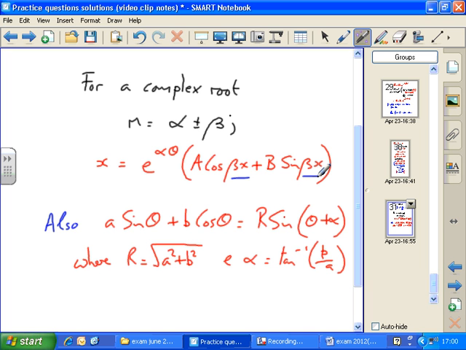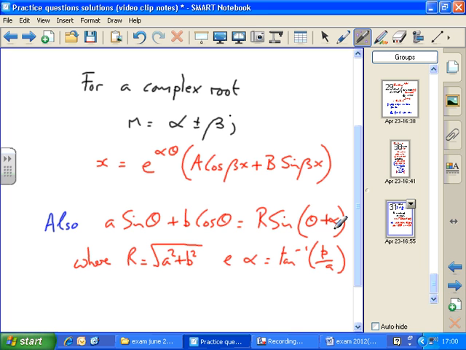So we can also express it slightly differently, because using this general expression here, a sine theta plus b cos theta, where theta is the same angle, can be rewritten as r sine of theta plus alpha, some phase difference, where r equals the square root of a squared plus b squared, and alpha, the phase angle, is the inverse tan of b over a. So we're going to use these things in this solution.